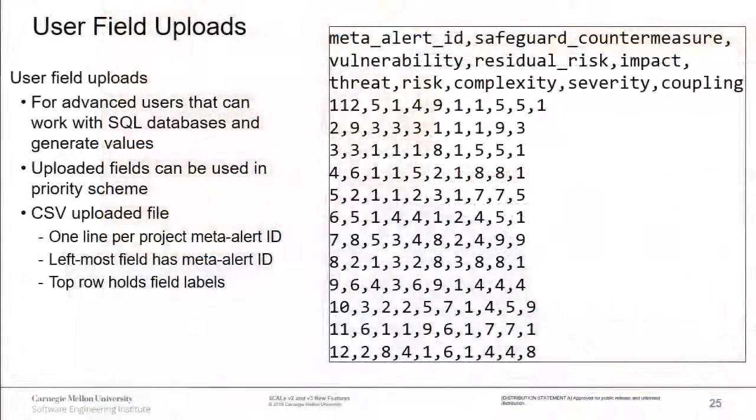Another new feature is user field uploads, and this feature is currently for advanced users that can work with SQLite databases and generate values. The idea is that these uploaded fields can be used in the priority scheme that I showed a couple slides ago. The user uploads a comma-separated value file, or CSV, formatted file with one line per project, actually, and on the right you see an example of such a file where the requirements include there's one line per project, meta alert ID.